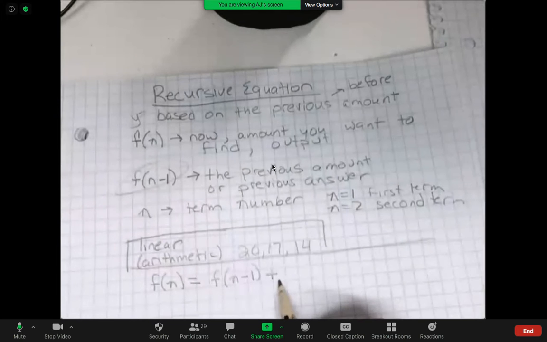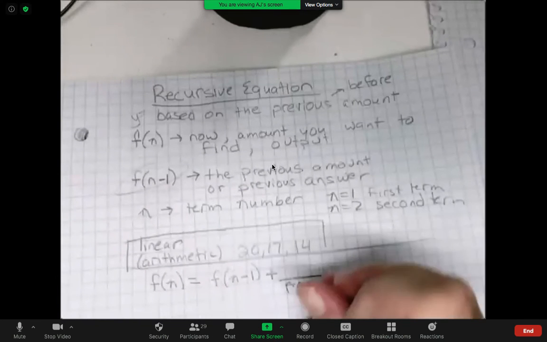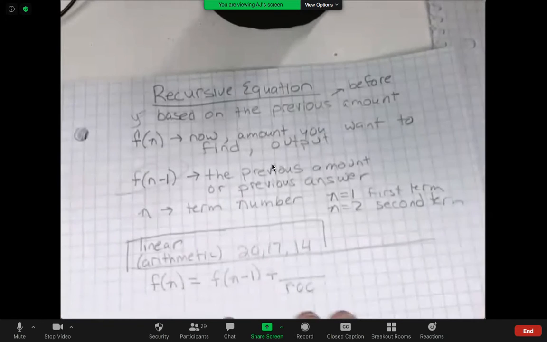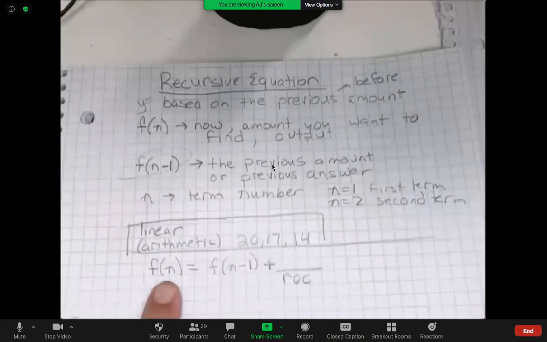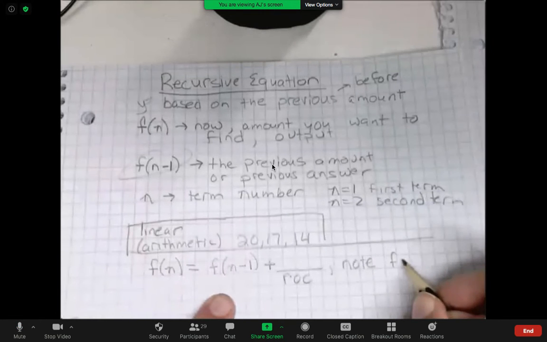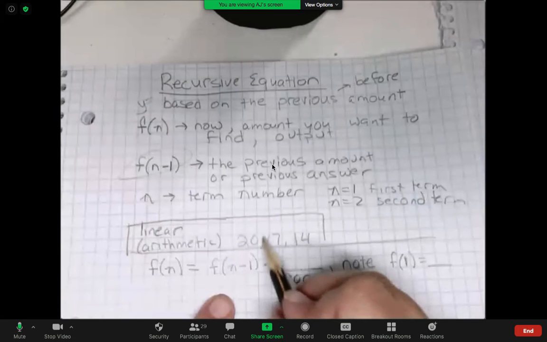The only thing that changes is what goes in this blank, the rate of change. That's an R. I'll make that nicer. So this is the formula. The amount you're looking for is the previous amount plus the rate of change. So by the way, you're going to memorize this eventually too. There's one more thing you have to put. You always have to put note F of 1 equals whatever. So in this case, you have to indicate what the starting number is.